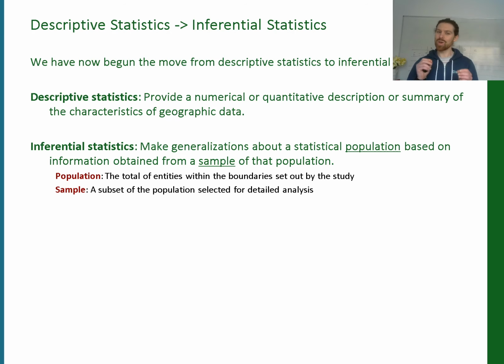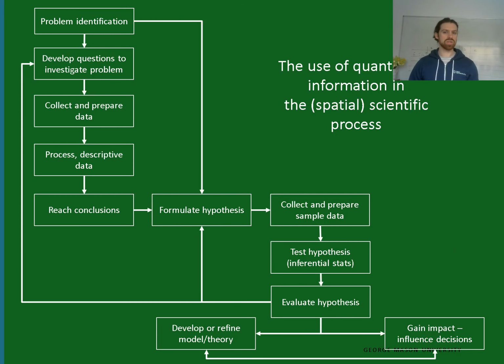These two definitions are really important for what we're now going to cover within today's lecture, because they inform how we're going to start to design sampling strategies in order to understand information about a wider population. So then just going back to that spatial scientific process diagram, which I've presented previously within the course this semester.